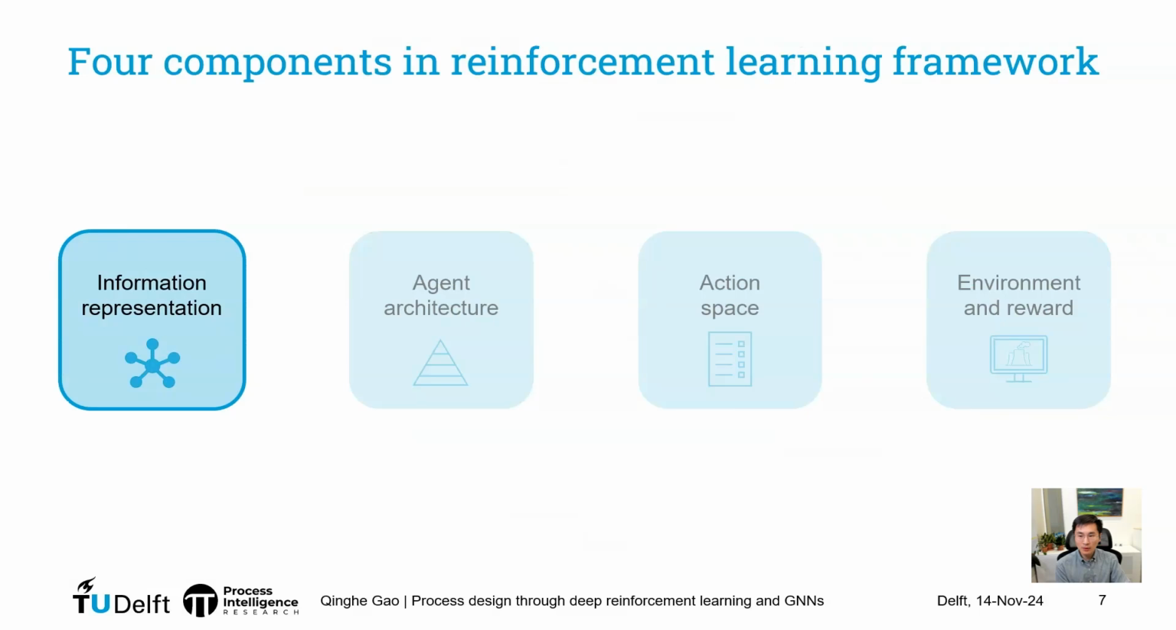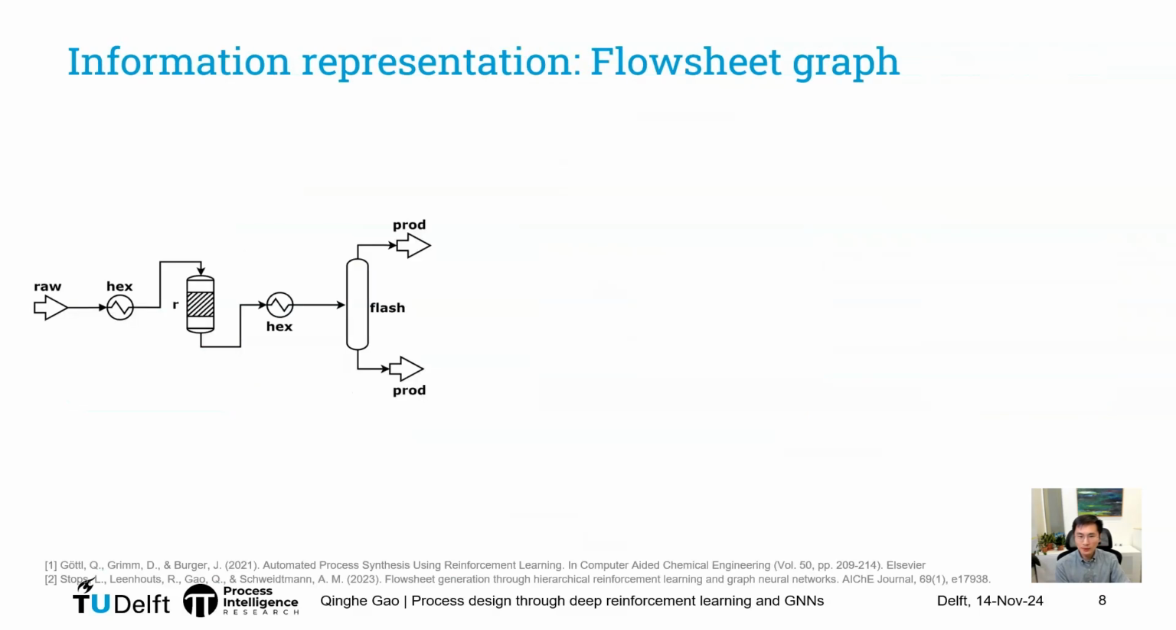First, let's have a look at information representation. Information representation is quite important for reinforcement learning in process design because a flowsheet image here is quite understandable for engineers, but for a machine, we need to represent it in a machine-readable way so that our reinforcement learning agent can learn from it. Here we utilize a flowsheet graph.